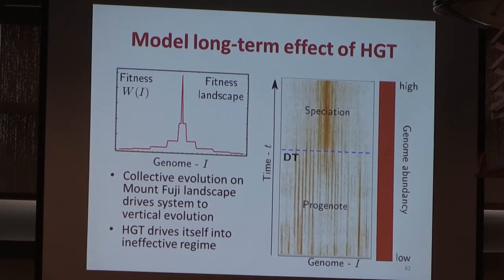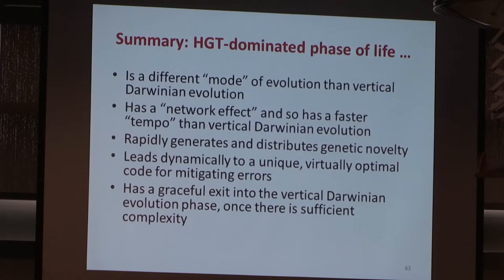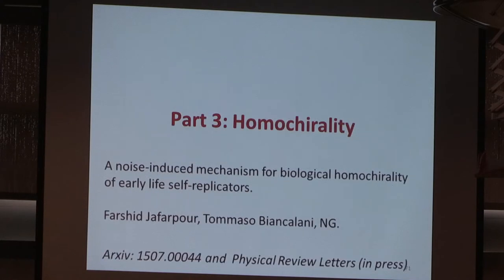And this happens because once a structure becomes so complex, it's very, very unlikely that a horizontal gene transfer event is going to produce something that is going to improve it. And so very complex systems get locked in and then make a transition to a vertical evolution phase of life. So there's a natural driving of the system from a collective phase of life to a vertical individual-based phase of life. That's what we see that was in the Institute for Universal Biology logo.